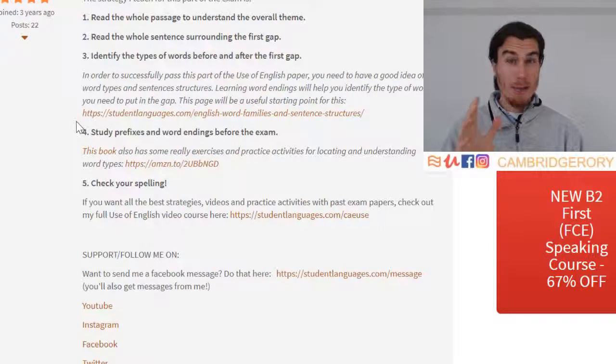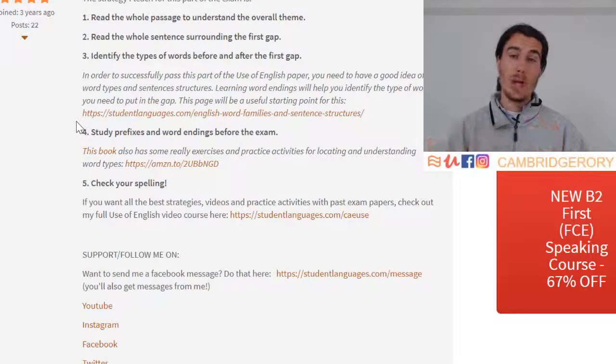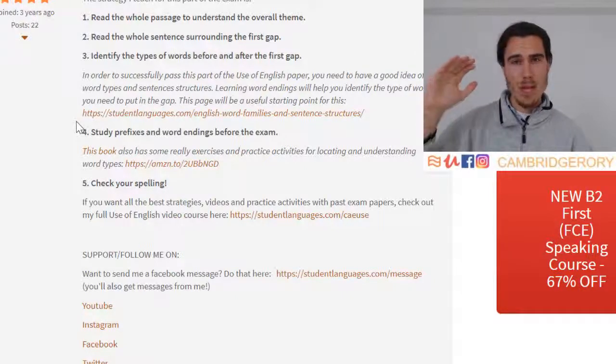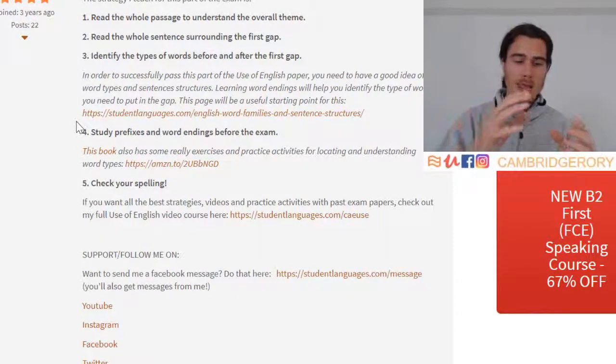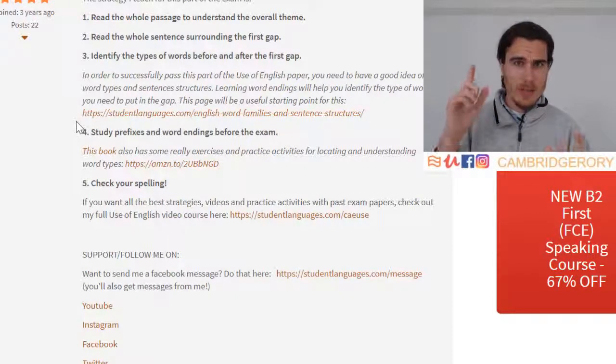Here's an extra quick, really useful point for you guys for the exam in general and for this part of the exam, which is to learn about English sentence structures and word families. This is going to help you get much higher marks in the exam, because they often test you on the types of words that you need, and so your knowledge of this will really help you to find the answers to this part, but also it will help you with the other parts of the Use of English paper, and the exam in general. So that's a quick little note for you guys. Study word families and sentence structures, the endings of words, the prefixes of words, etc.